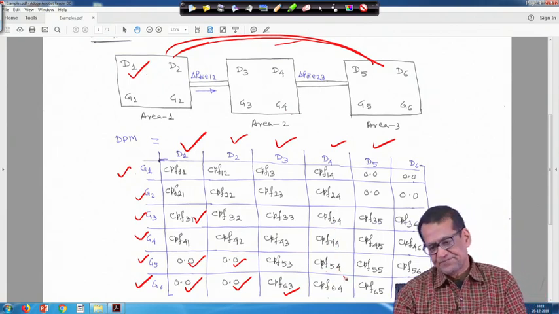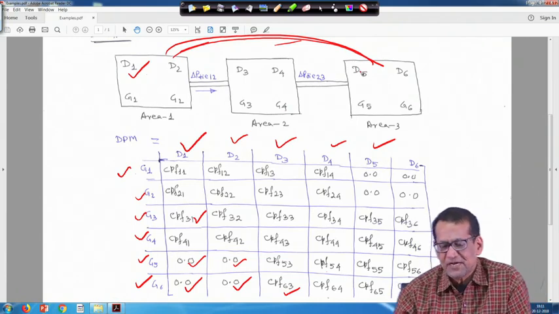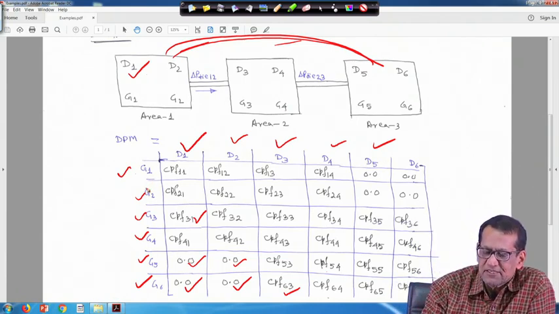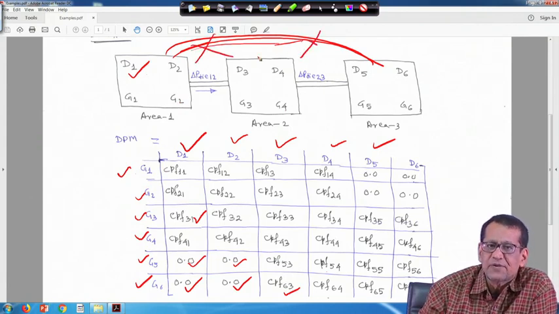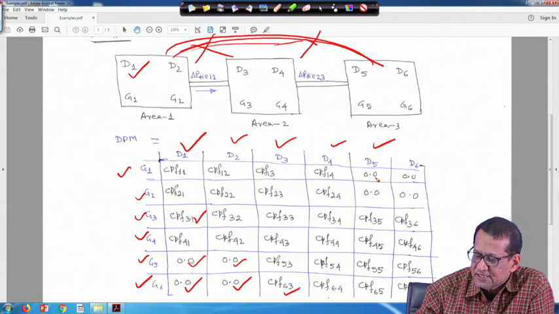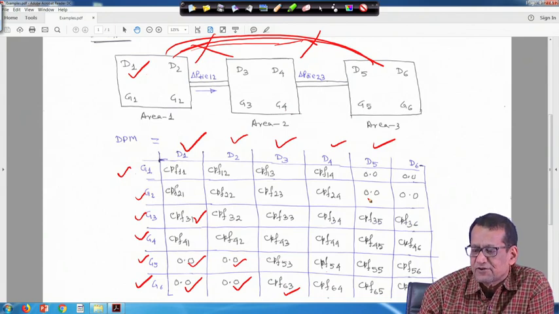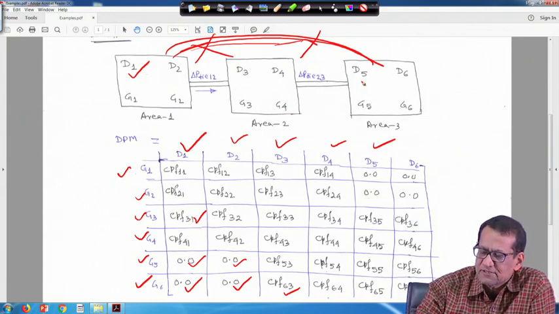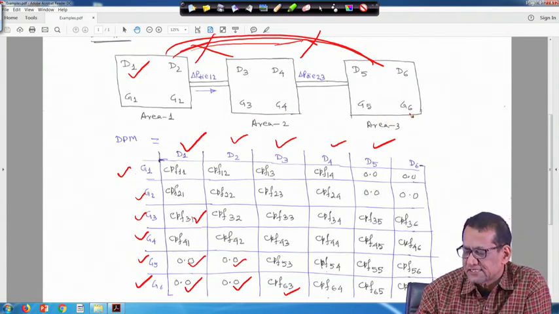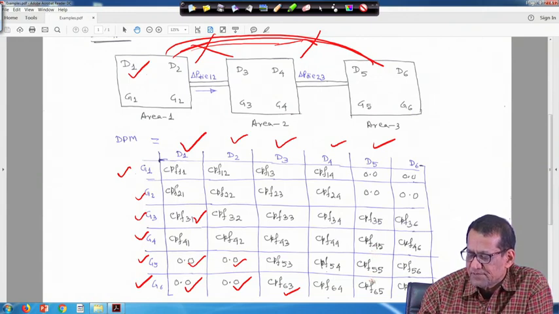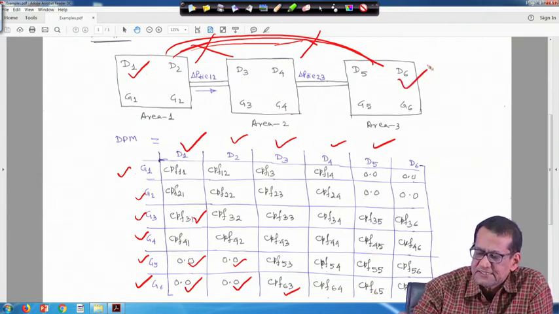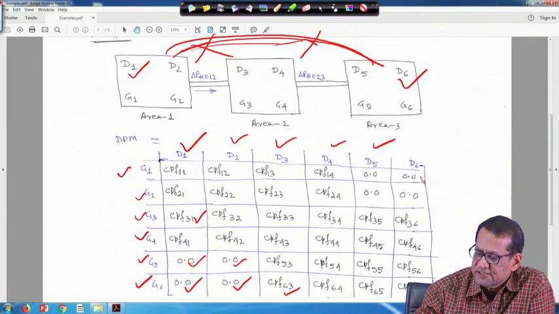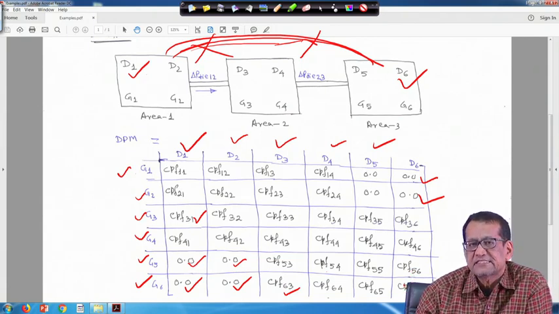So, contract participation factor. Similarly, if you take D5, D5 cannot have contact with G1 or G2, because it is not connected. Therefore, CPF 15 is 0 and CPF 25 is also 0, but this distribution company D5 may have contact with G3, G4 and G5, G6. That is why CPF 35, CPF 45, CPF 55 and CPF 65. Similarly, D6 cannot have any contact with G1 and G2. That is why 0, 0. Rest is CPF 36, CPF 46, CPF 56 and CPF 66, right.